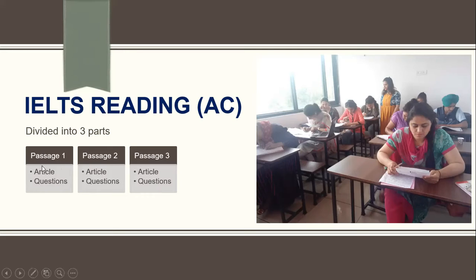So there's no sequence. Many people say that this one is easier, this one is average, this one is going to be the difficult one. This is not the case. It can be like this: passage 2 is the easier one, passage 1 is difficult, and so on.